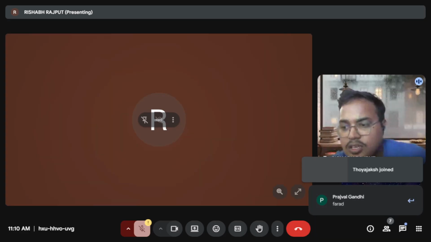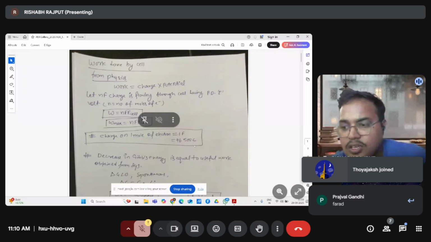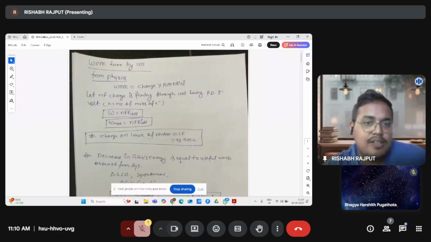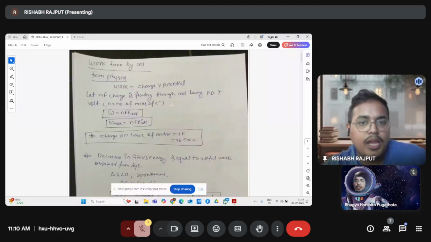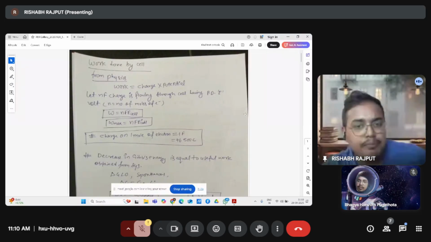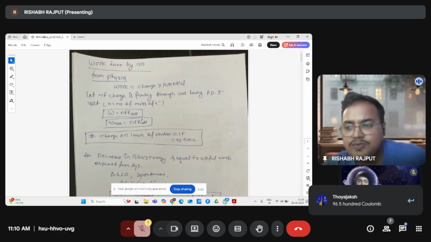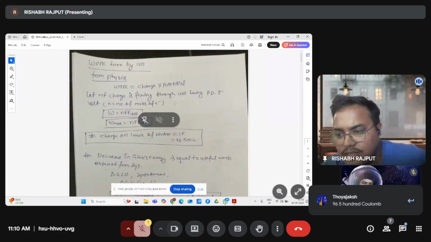One mole of electrons, and one Faraday value is 96,500 coulomb. If one mole of electrons carries a charge of 96,500 coulomb, and from anode to cathode you have two moles of electrons or three moles of electrons transferred, you can say one F transferred, two F transferred, or three F transferred. You can say like this.